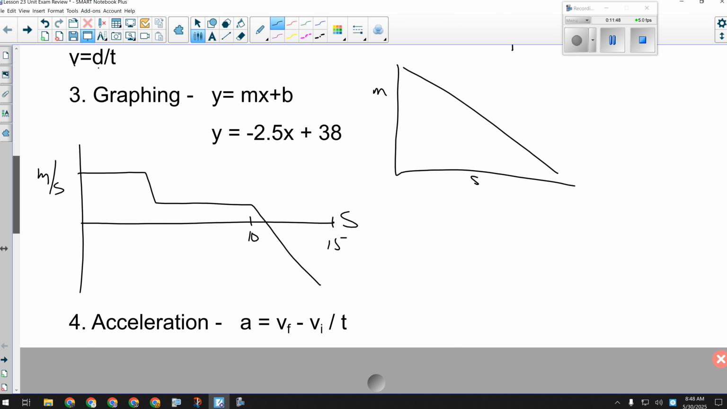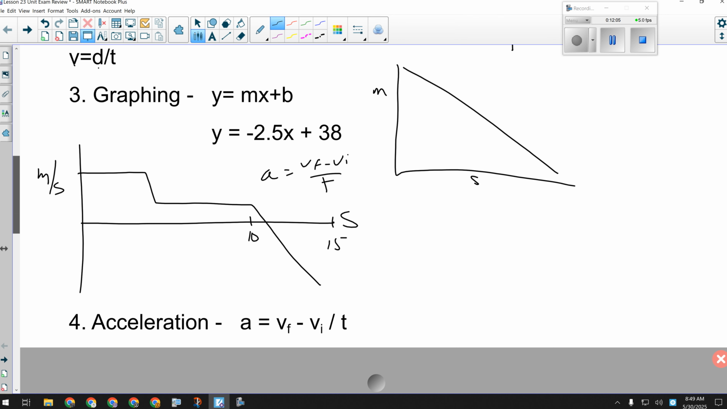Okay, you would use that formula, because you could read those things right off the graph, right? What's on a velocity time graph? Velocity and time. I could plug numbers into that formula from that graph.